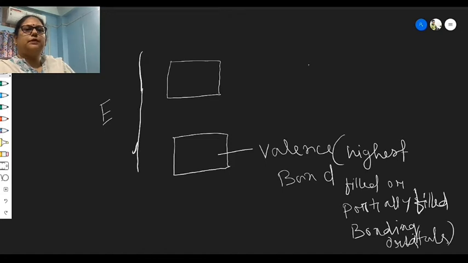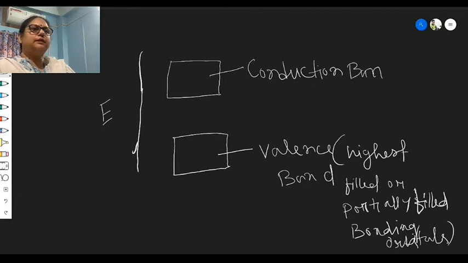Partially or filled bonding orbitals are known as valence. That means the highest filled or partially filled bonding orbitals form the valence band. And this band is called the conduction band.